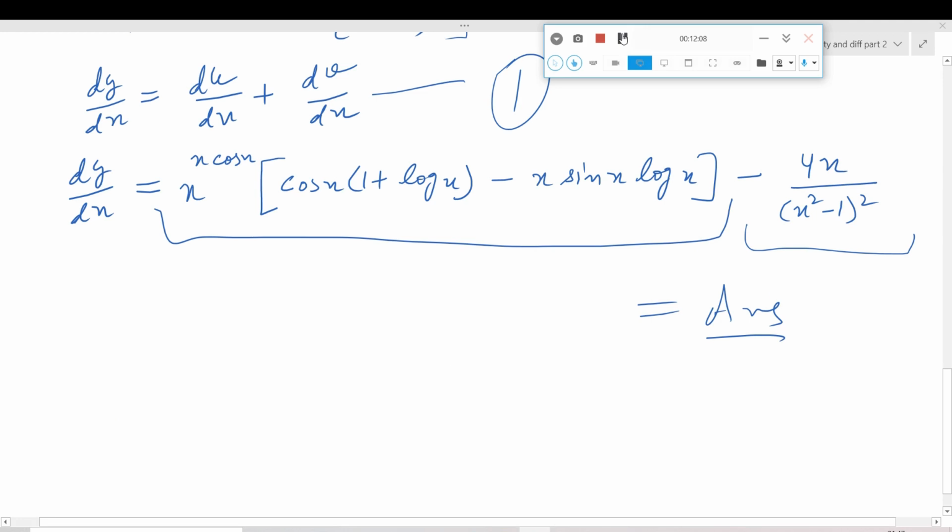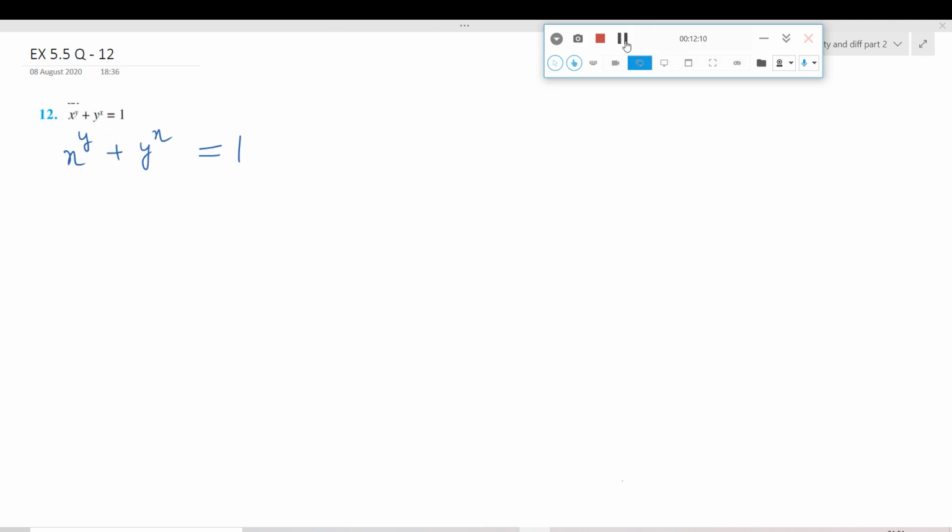Now in question number 12, x raised to the power y plus y raised to the power x is equal to 1. This is like an implicit function, and here neither x is a function of y nor y is a function of x. So how am I going to differentiate it? So we cannot take log also.